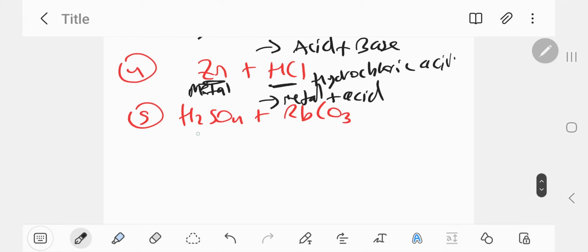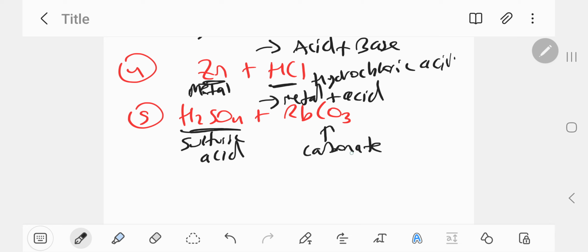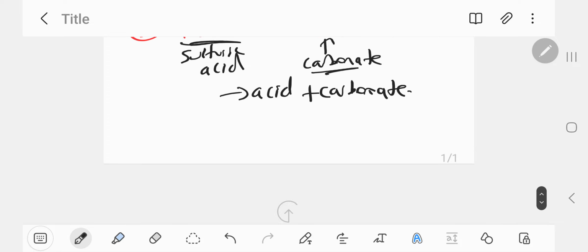The last one, you've got sulfuric acid. And you've got rubidium here, Rb. CO3 is carbonate. So you have acid plus carbonate. It's just knowing your polyatomic ions, using the periodic table, and knowing the names of common acids. So that was question one.